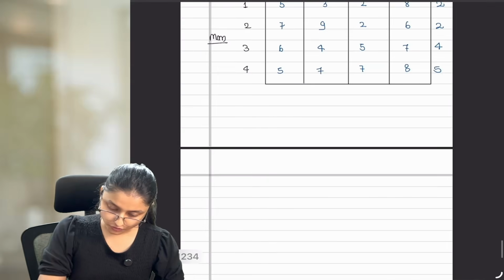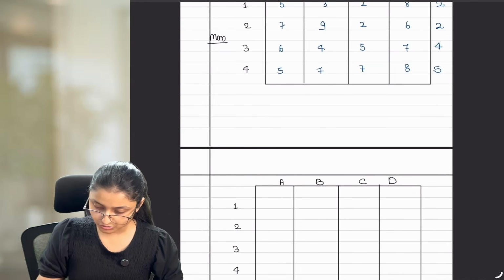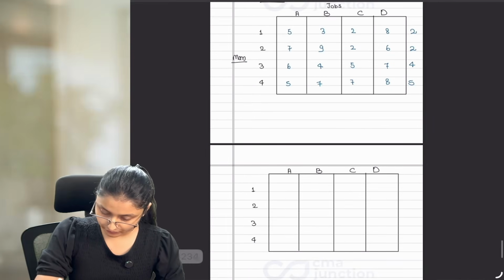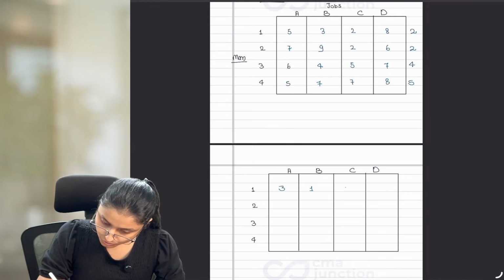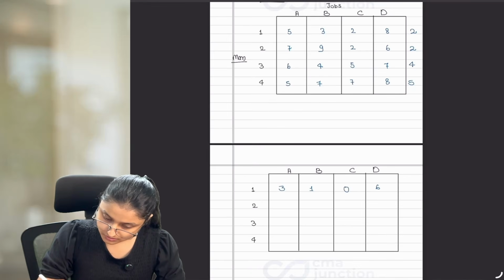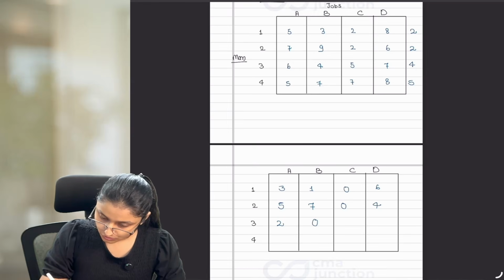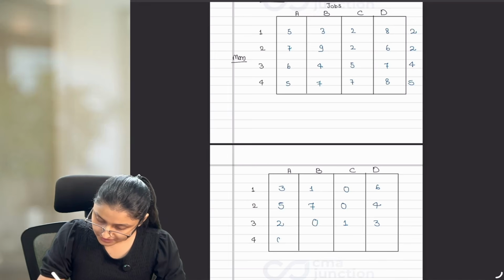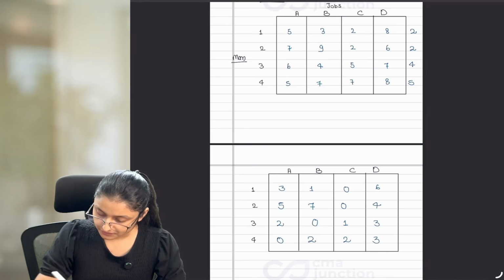And then we are going to follow column operation if needed. If needed, then only you are going to follow column operation. So let's check first. 5 minus 2 is 3. 3 minus 2 is 1. 2 minus 2 is 0. 8 minus 2 is 6. 7 minus 2 is 5. 9 minus 2 is 7. 2 minus 2 is 0. 6 minus 2, 4. 6 minus 4 is 2. 4 minus 4 is 0. 5 minus 4 is 1. 7 minus 4 is 3. 5 minus 5, 0. 7 minus 5, 2. 7 minus 5, 2. 8 minus 5, 3.